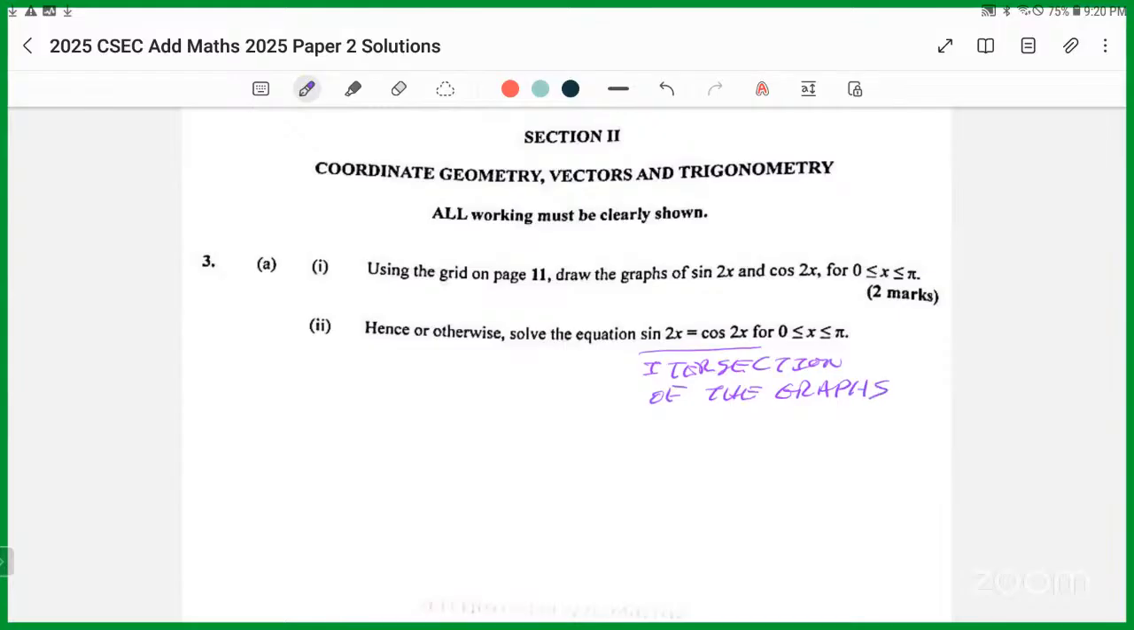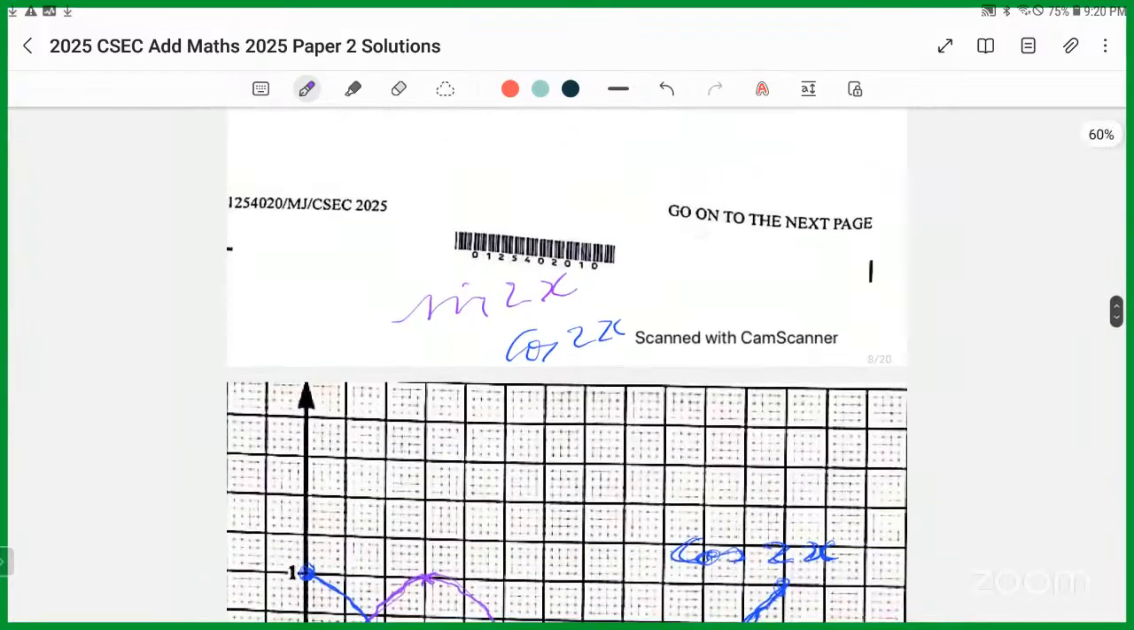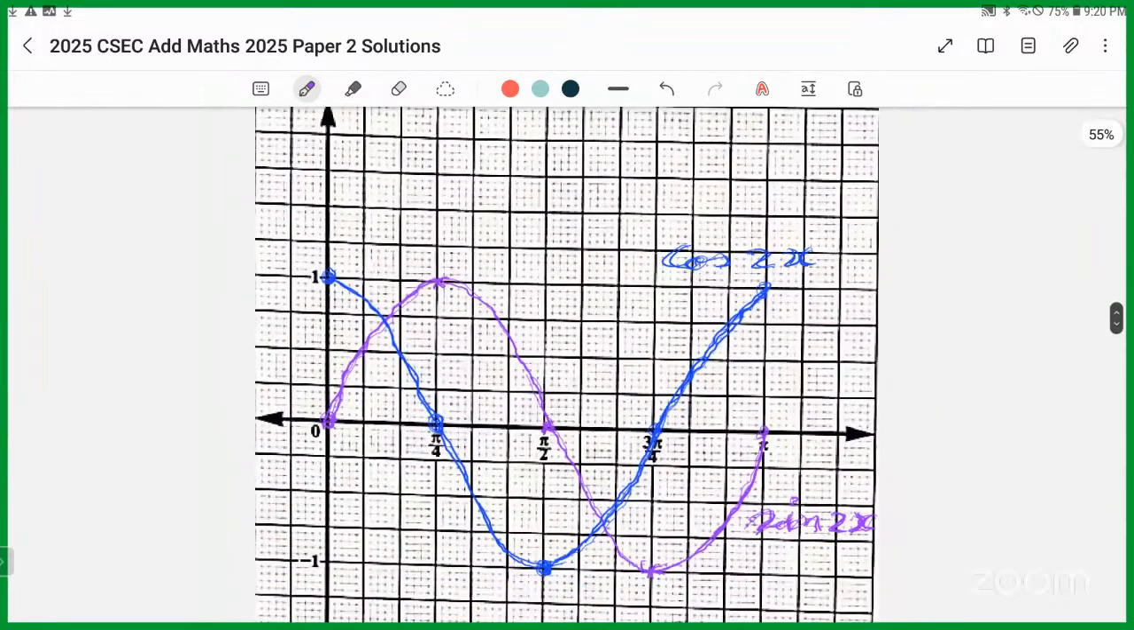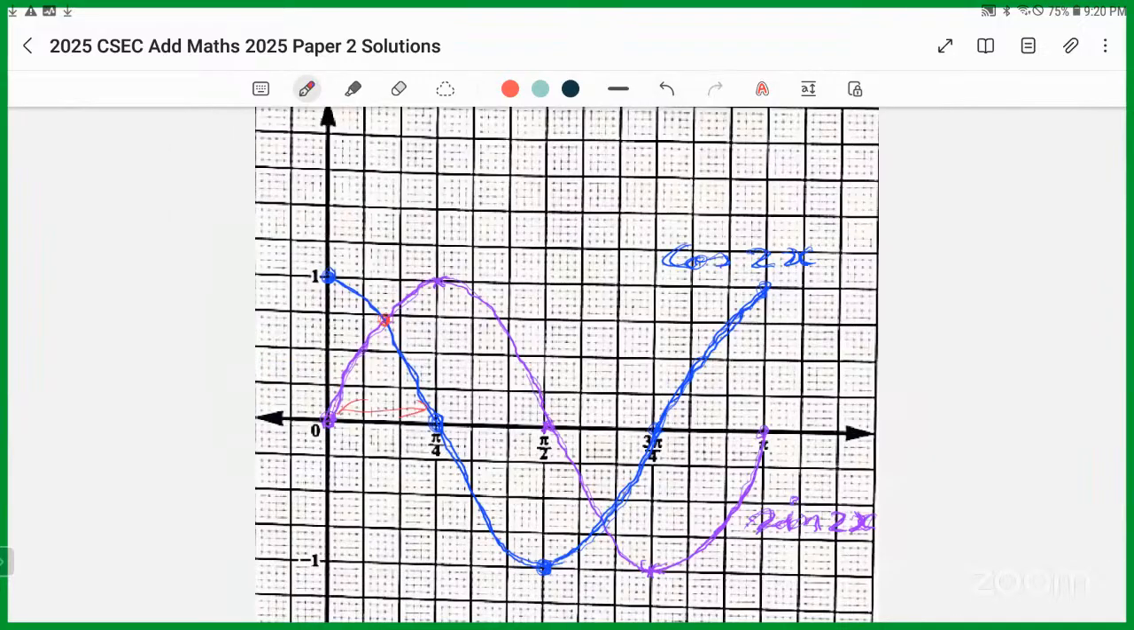Let's see where they intersect. Here they're intersecting halfway between 0 and pi by 4, since the graph is a phase shift of that distance. Halfway is (0 plus pi by 4) divided by 2, which is pi by 8. This is pi by 8.